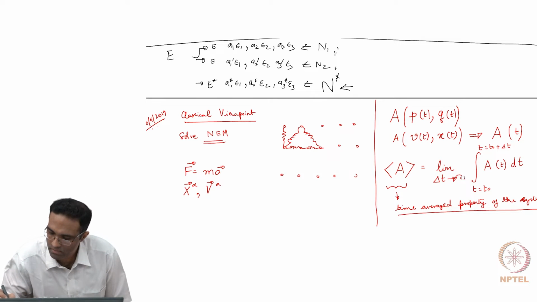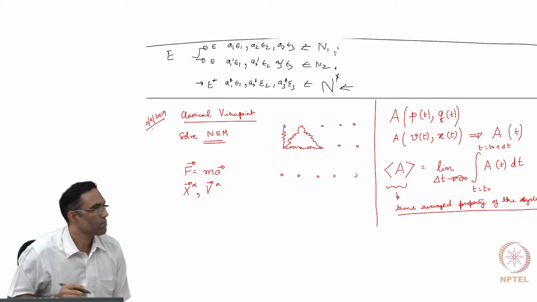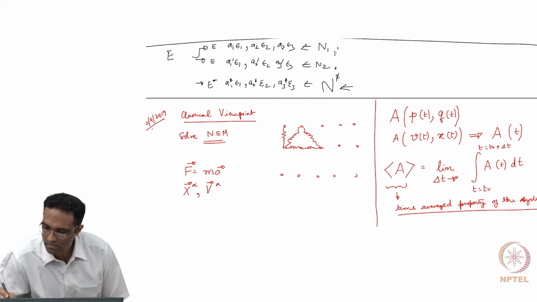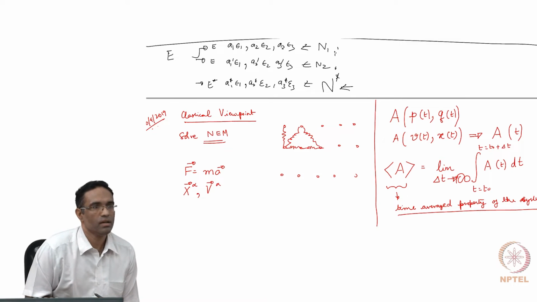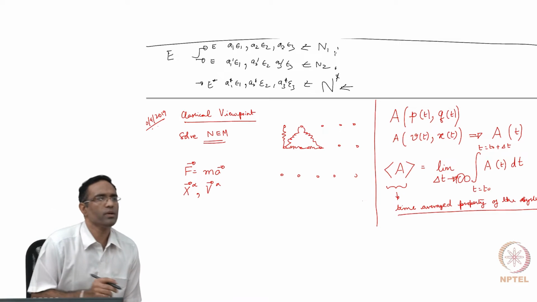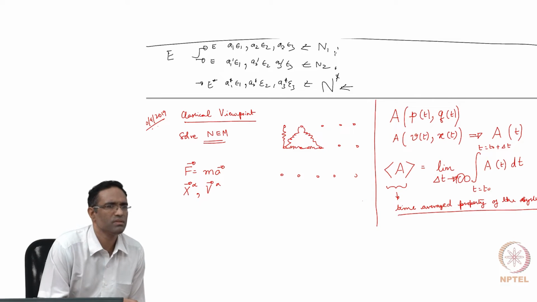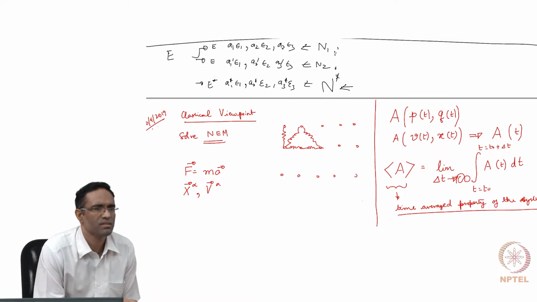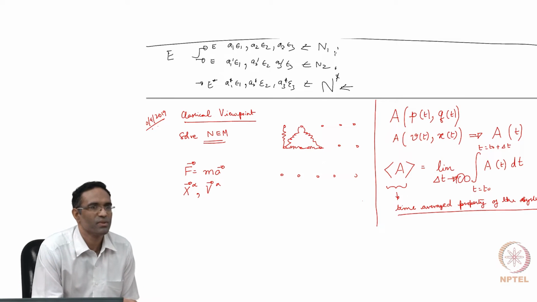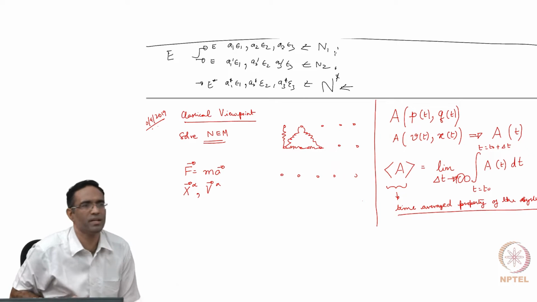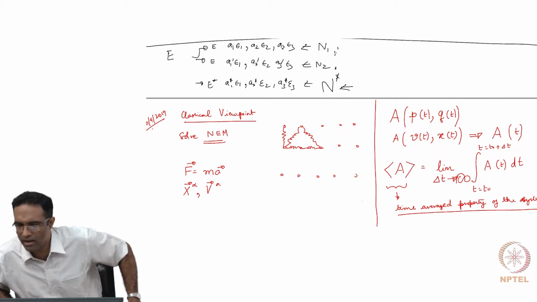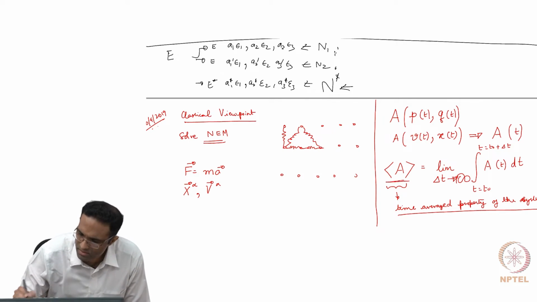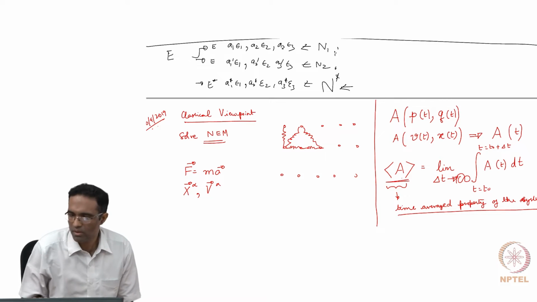Infinity, a very large number. Infinite. Okay. Now, do you have any questions? Do you want to question this? That is the first question I am expecting. What is infinity? What is delta t? What is this property? What are these brackets?